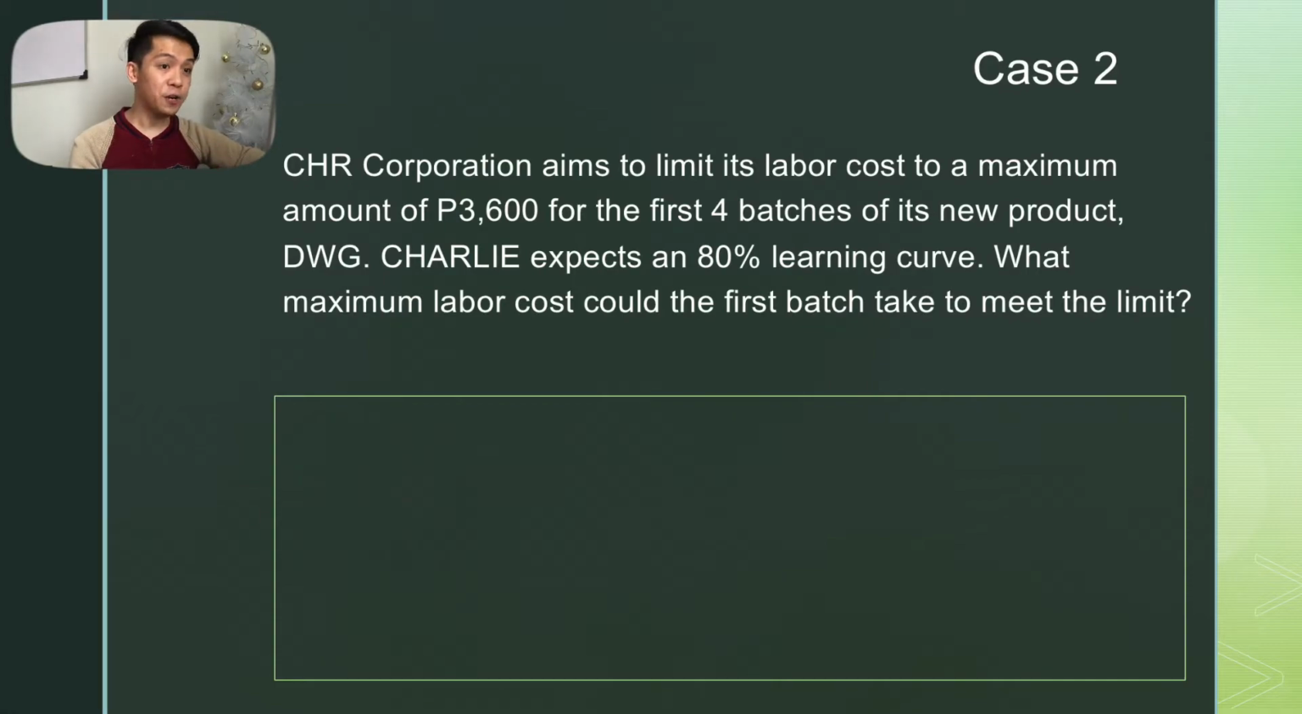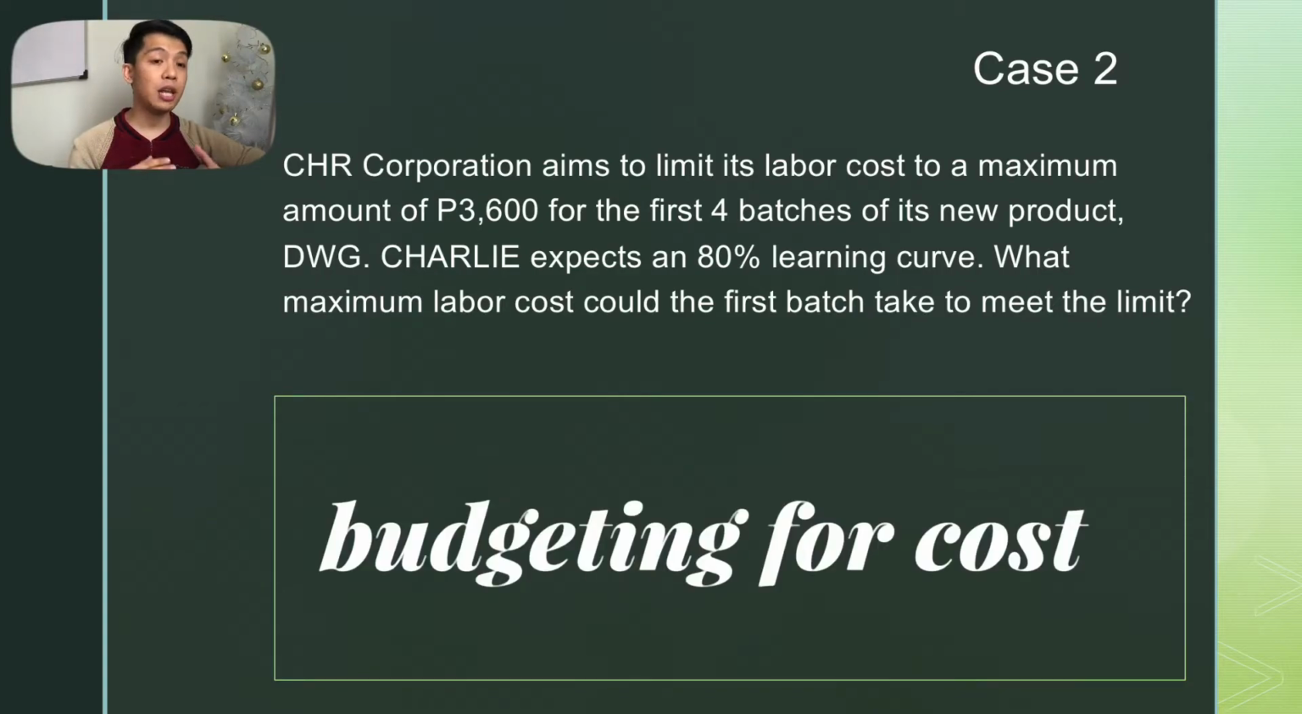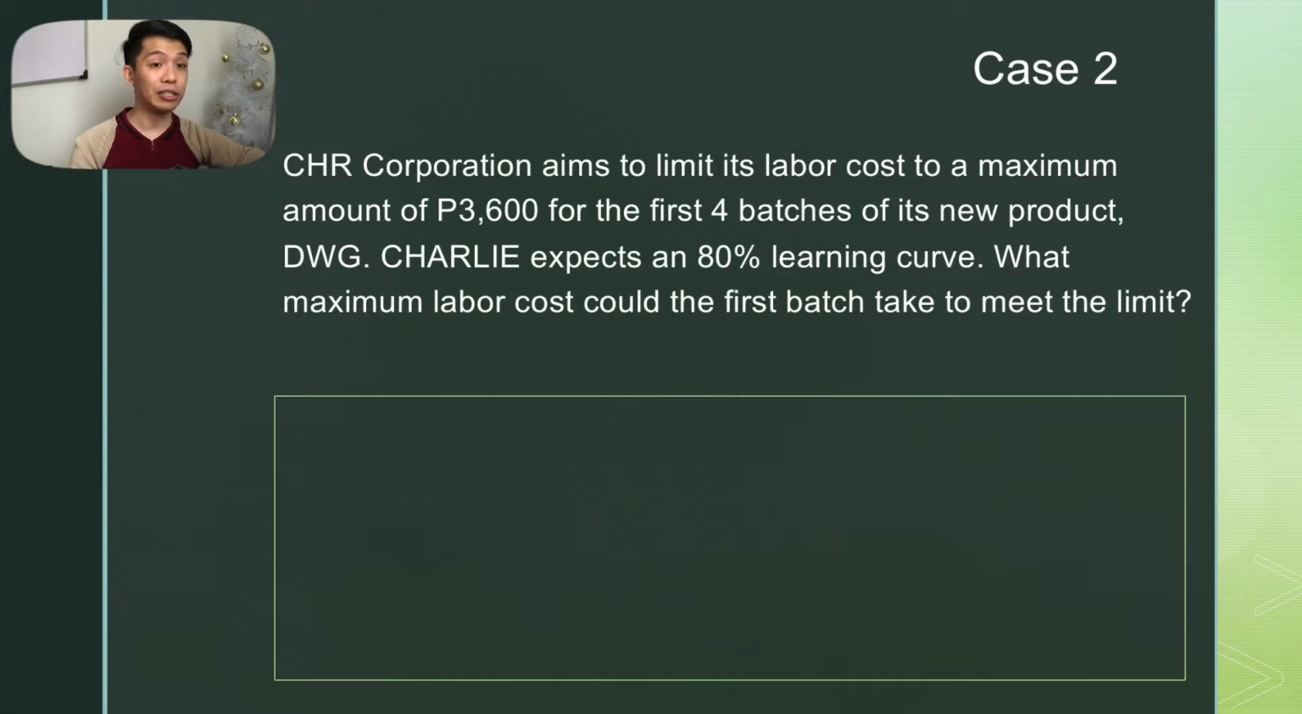CHR Corporation aims to limit its labor costs to a maximum amount of 3,600 for the first 4 batches of its new product, DWG. Charlie expects an 80% learning curve. What maximum labor costs could the first batch take to meet the limit? This highlights the importance of learning curve in budgeting for costs, especially labor and labor-related costs.